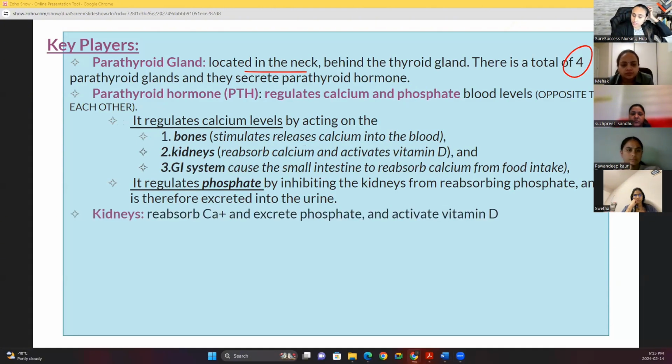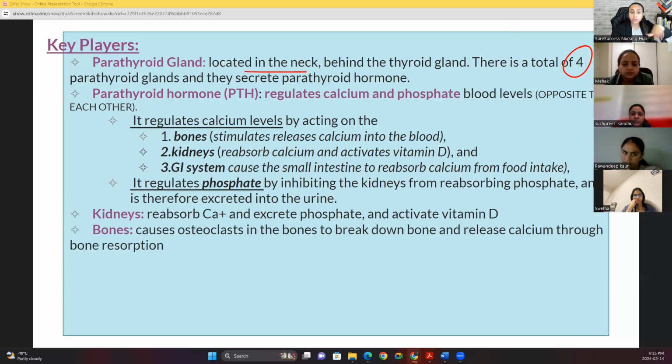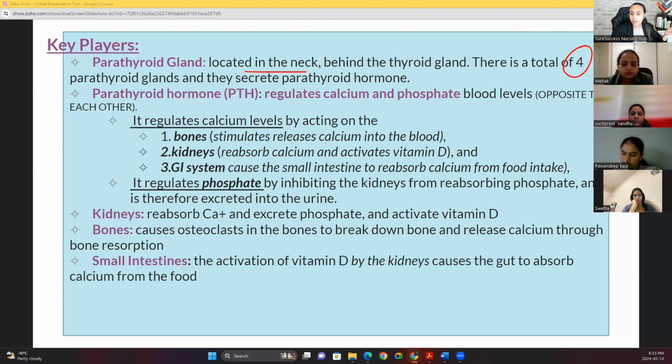Now, kidneys will do it by reabsorbing the calcium. Bones, it will break down by osteoclast. It will break the calcium from it. And small intestine, it will activate the absorption of calcium.